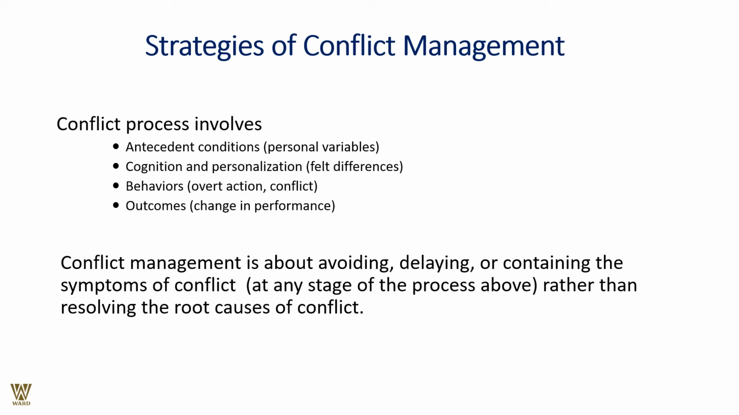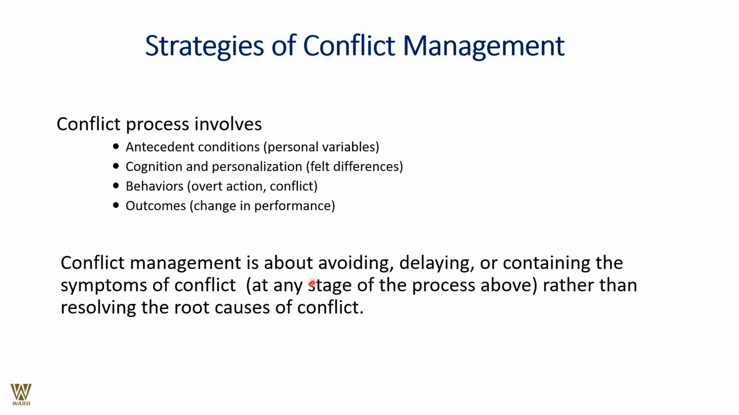Then comes the cognition and personalization, the felt differences. So what is the cognition? Basically, when you perceive that things are not going in your favor, that is what cognition is all about. The behavior, the overt actions, and the conflict, as the case might be, your behavior, as the case thereby, outcome, change in the performances. So we are looking at the outcomes. Probably if the outcome is in someone's favor, vis-a-vis it goes against another gentleman or lady in the context, it becomes a change in performance, and that is what conflict is all about.